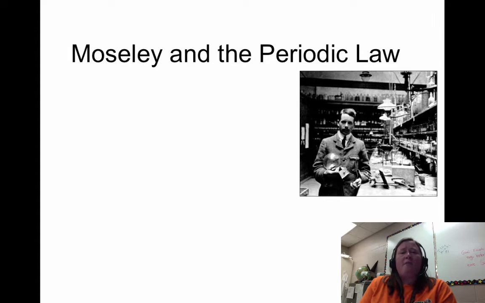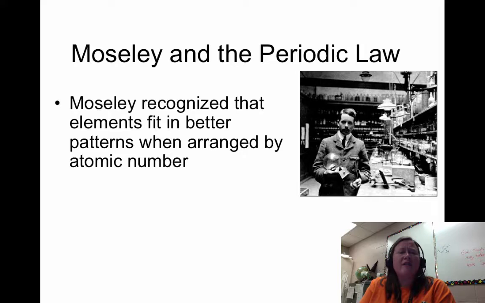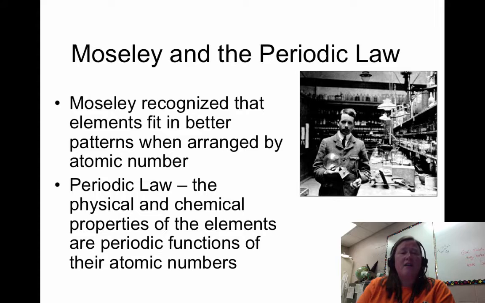So a little bit later, Moseley discovered, when protons were discovered, that elements did fit better in patterns when you arranged them by atomic number. So when you do arrange by atomic number, iodine does fit right in place on top of the other group 17 elements, the bromine and the chlorine and the fluorine. And the periodic law is that physical and chemical properties of elements are periodic functions of their atomic numbers.